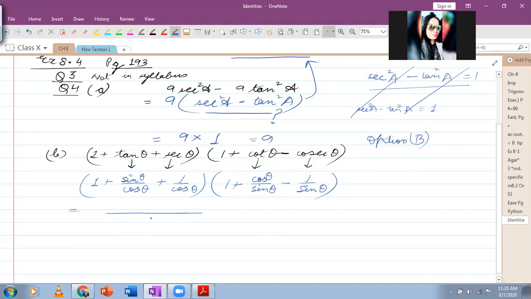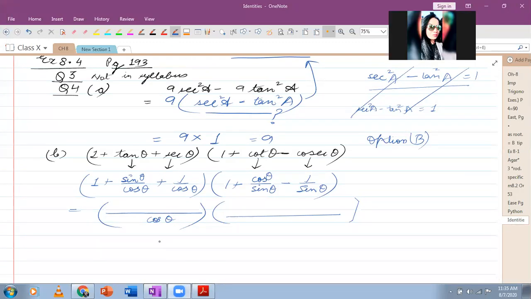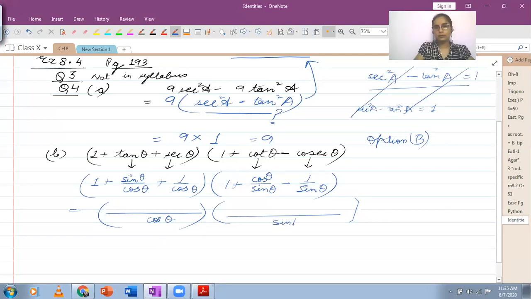Let's take the LCM in the first bracket and in the second bracket. What will be the LCM in the second bracket? Sin theta. Let's see what the numerator is in the first bracket. This could have been written as 1 over 1. So you have cos theta plus sin theta plus 1 over here. This will be sin theta plus cos theta minus 1.